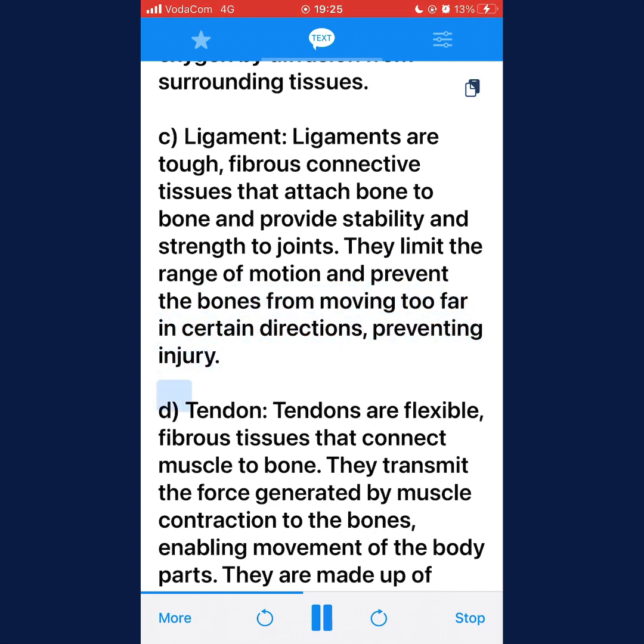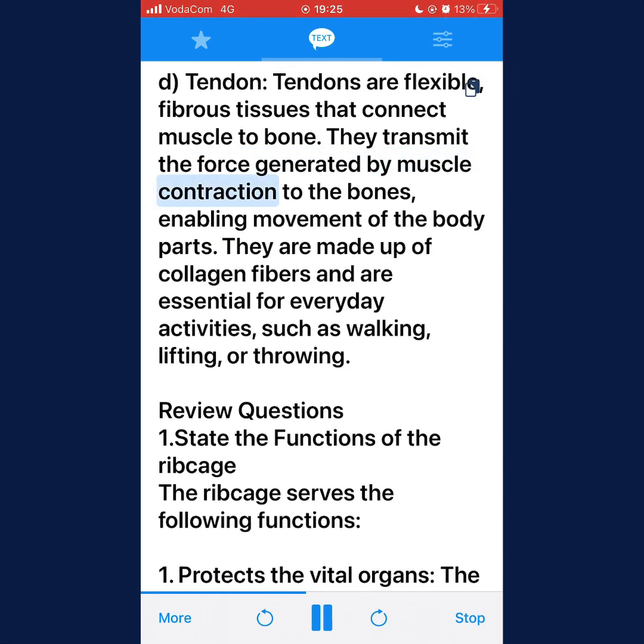D. Tendon. Tendons are flexible, fibrous tissues that connect muscle to bone. They transmit the force generated by muscle contraction to the bones, enabling movement of the body parts. They are made up of collagen fibers and are essential for everyday activities, such as walking, lifting, or throwing.